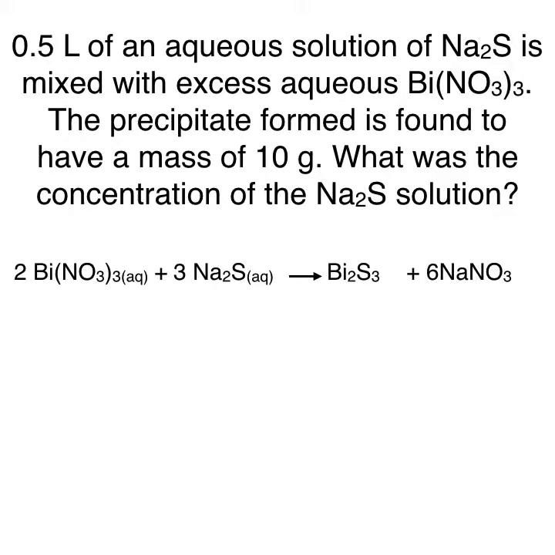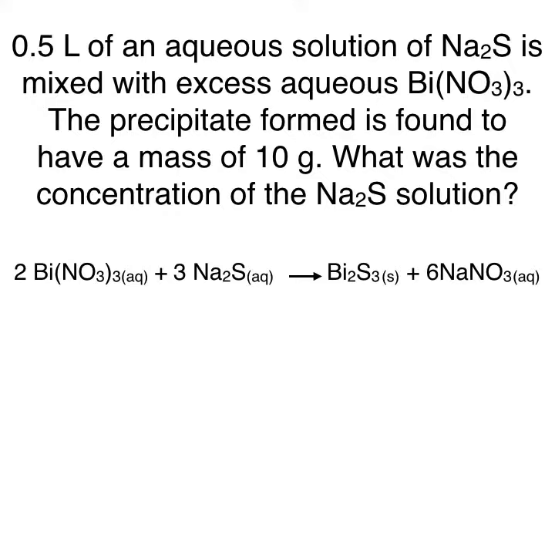Now, our equation doesn't identify which product is the precipitate, so our first step is determining this. From the solubility rules, we know that all compounds with alkali metals, such as sodium, are soluble in water. Thus, we know that the sodium nitrate must be aqueous, and it's the bismuth sulfide that is our precipitate.